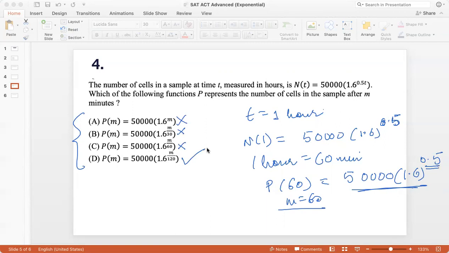So this is a very common question on exponential functions on the SAT, where they give you the exponential function in one unit and they ask you to translate it to another unit. So always take some number in the first unit and translate that into the second unit. For example, here, if t is 1, then what would you get when m is 60? Those values should be the same, obviously, and then your answer is obvious.